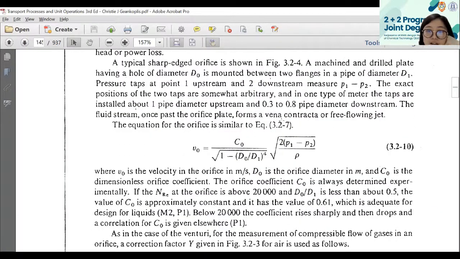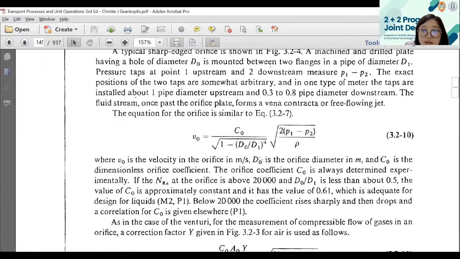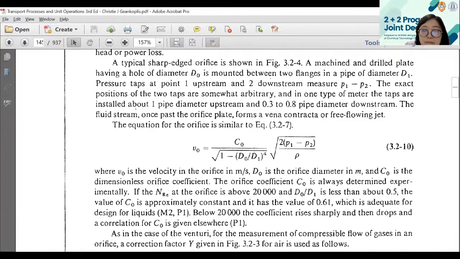So it's exactly the same, but it's not CV, instead it's CO, the coefficient of the orifice. While the other terms are similar. phi O is phi at this O point. DO is the diameter at this O.